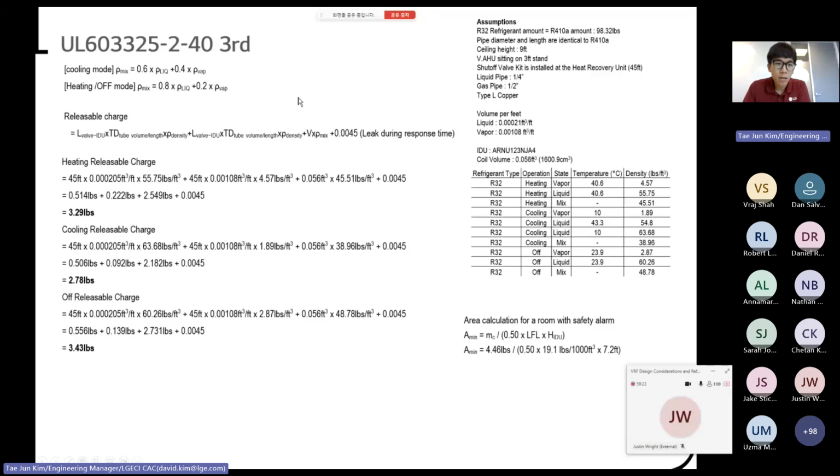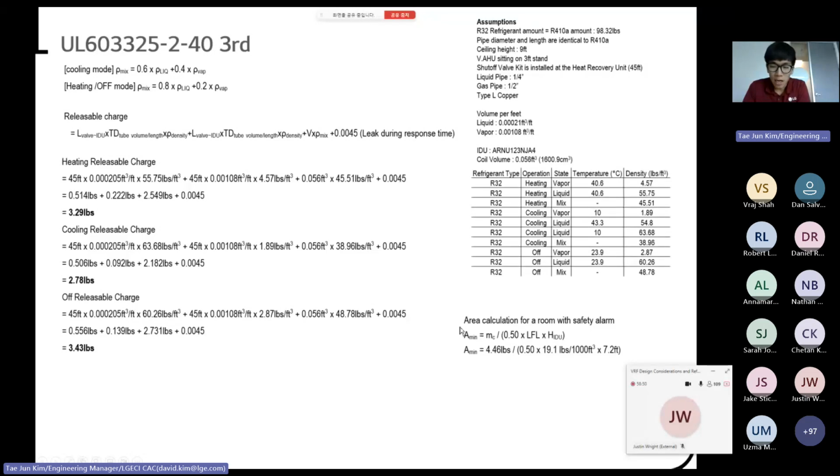So as per the UL 60335-2-40, third edition, this is the calculation that I have done. I'm not going to go into the detail about the calculation, but basically using this, the maximum charge that is shown turns out to be 3.43 pounds. And multiplying that by 1.3 gives me the MRO as 4.46.